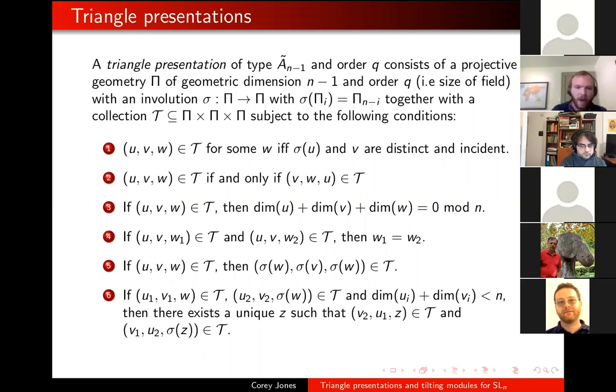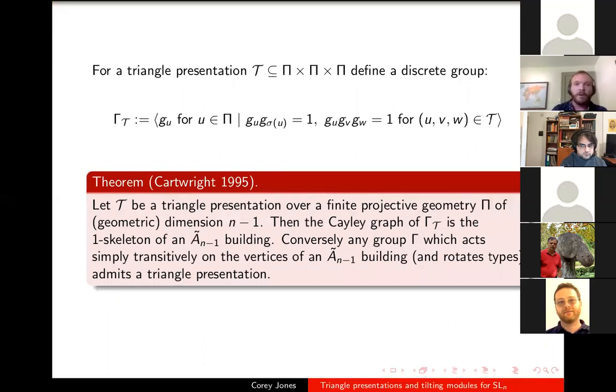And why do we care about these? Well, given one of these things, I can define a discrete group where the generators of the group are just the elements of pi. So they're the proper subspaces of a vector space. And then I impose these relations. So G sigma u and GU should be inverses of each other. And then I apply the relation GU, GV, GW is 1 for every triple UVW in T. Okay, and so I really use T to build a presentation for a discrete group.